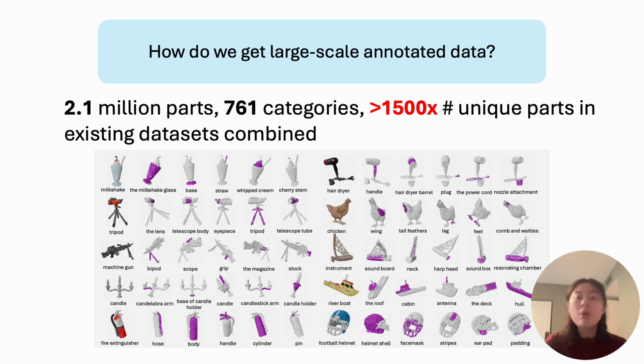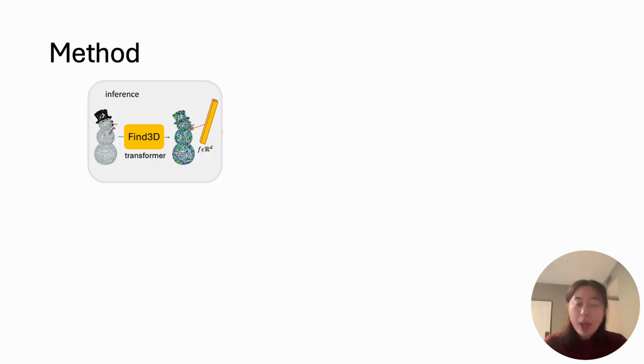In this fashion, we annotated in total 2.1 million parts, 761 categories, which is over 1500x the unique parts in existing datasets combined. And below we show some qualitative examples of our data engine annotations. Now we have the data.